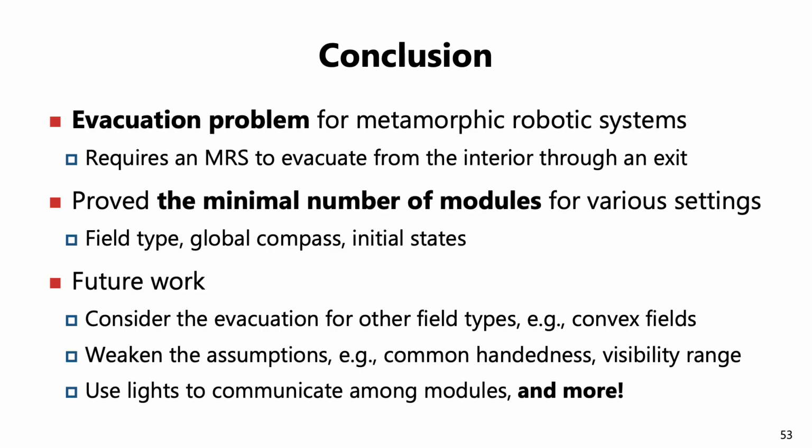Let me conclude my talk. In this talk, we considered the evacuation problem for metamorphic robotic systems, and we probed the minimal numbers of modules for various settings. We have many future works for metamorphic robotic systems, for example, considering the evacuation for other field types, such as convex fields. It would also be interesting to weaken the assumptions we made, for example, common handedness and visibility range. And it will open a new world for our modules to communicate with each other by using lights.